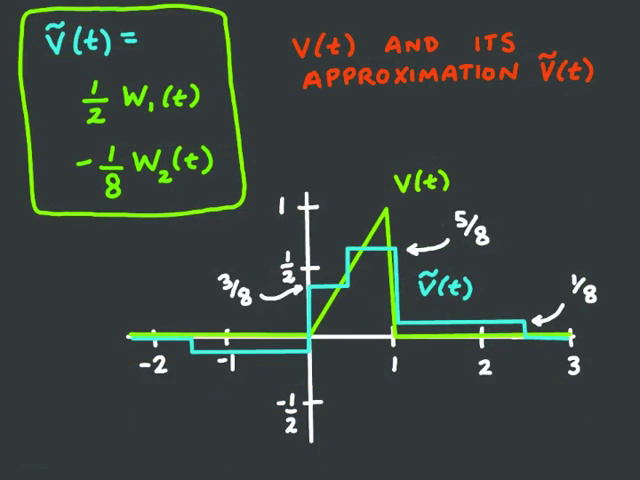Let's now take a look at v of t and the approximation that we just found. If we graph 1/2 w1 of t minus 1/8 w2 of t, it will be the curve shown in light blue in the figure. You see this reasonably well approximates v of t. The approximation is better than the one we found using w1 alone, which was just 1/2 w1 of t. The energy of the error between this signal and v of t will be smaller because we've used the additional component.